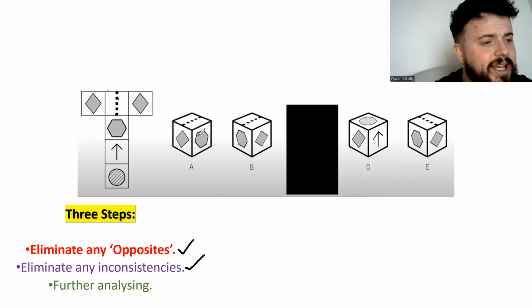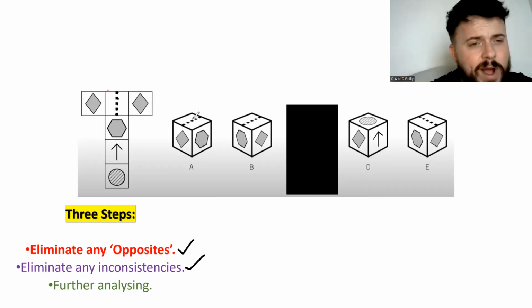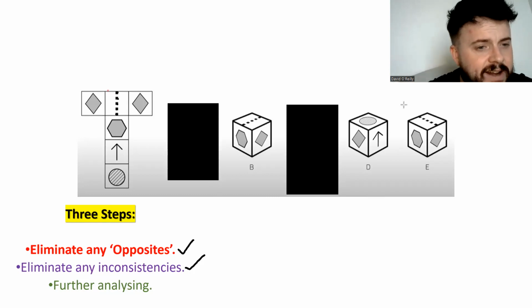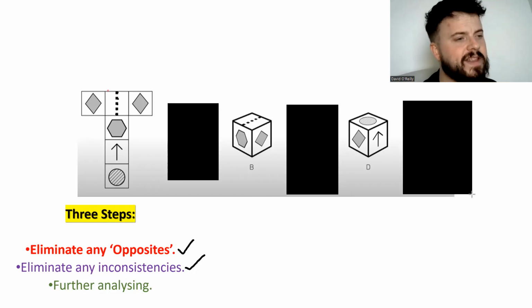And if you look at A, it isn't. It's facing away from it. So we can get rid of A. And we can get rid of E for exactly the same reason. You see that dotted line? It should be facing into that hexagon. So we'll get rid of E. And now we've given ourselves 2.